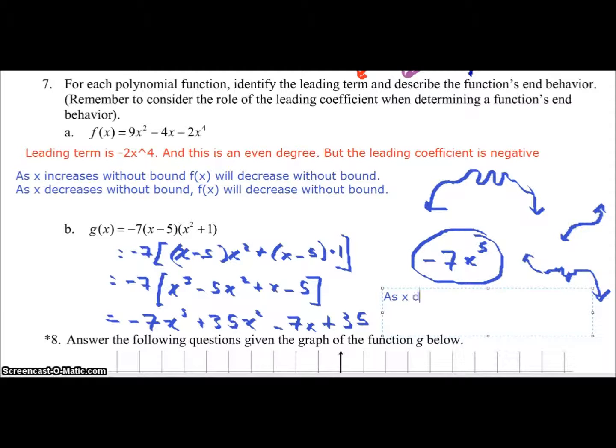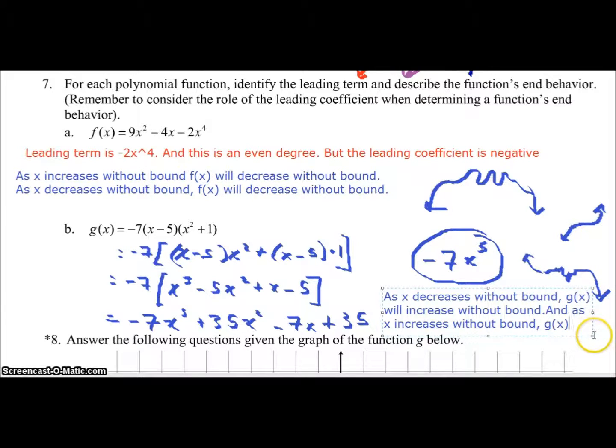as x decreases without bound, g of x will increase without bound, because as x becomes negative, this becomes negative, but then it becomes positive because of the negative 7. And as x increases without bound, g of x will decrease without bound.